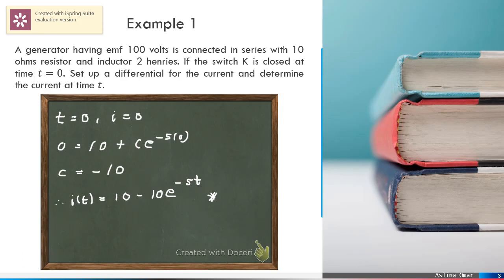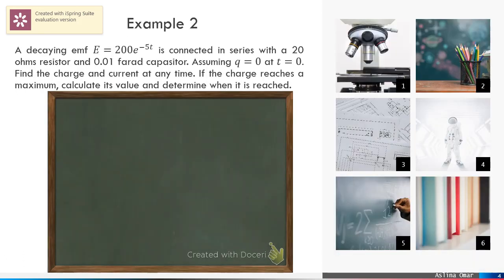Tapi itu example one. Dia tak keluar macam tu. So R dQ per dt tambah 1 over C Q equals to E T. Ni formula dia.